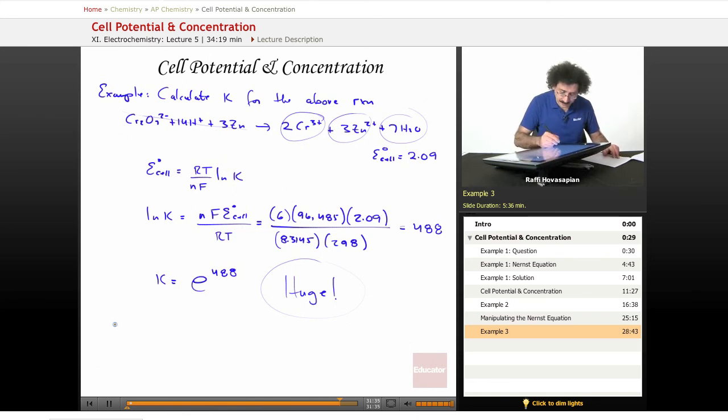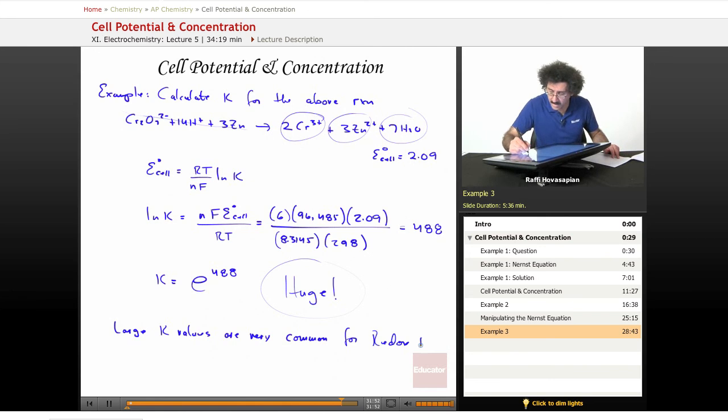This is very typical. Large K values, large equilibrium constants, are very, very common for oxidation reduction reactions. Very common for redox reactions. When you take a piece of wood and you burn it, is there any wood left at the end? No. That's an oxidation reduction reaction. You're taking organic matter and converting it. You're oxidizing the carbon, turning it into carbon dioxide and water.